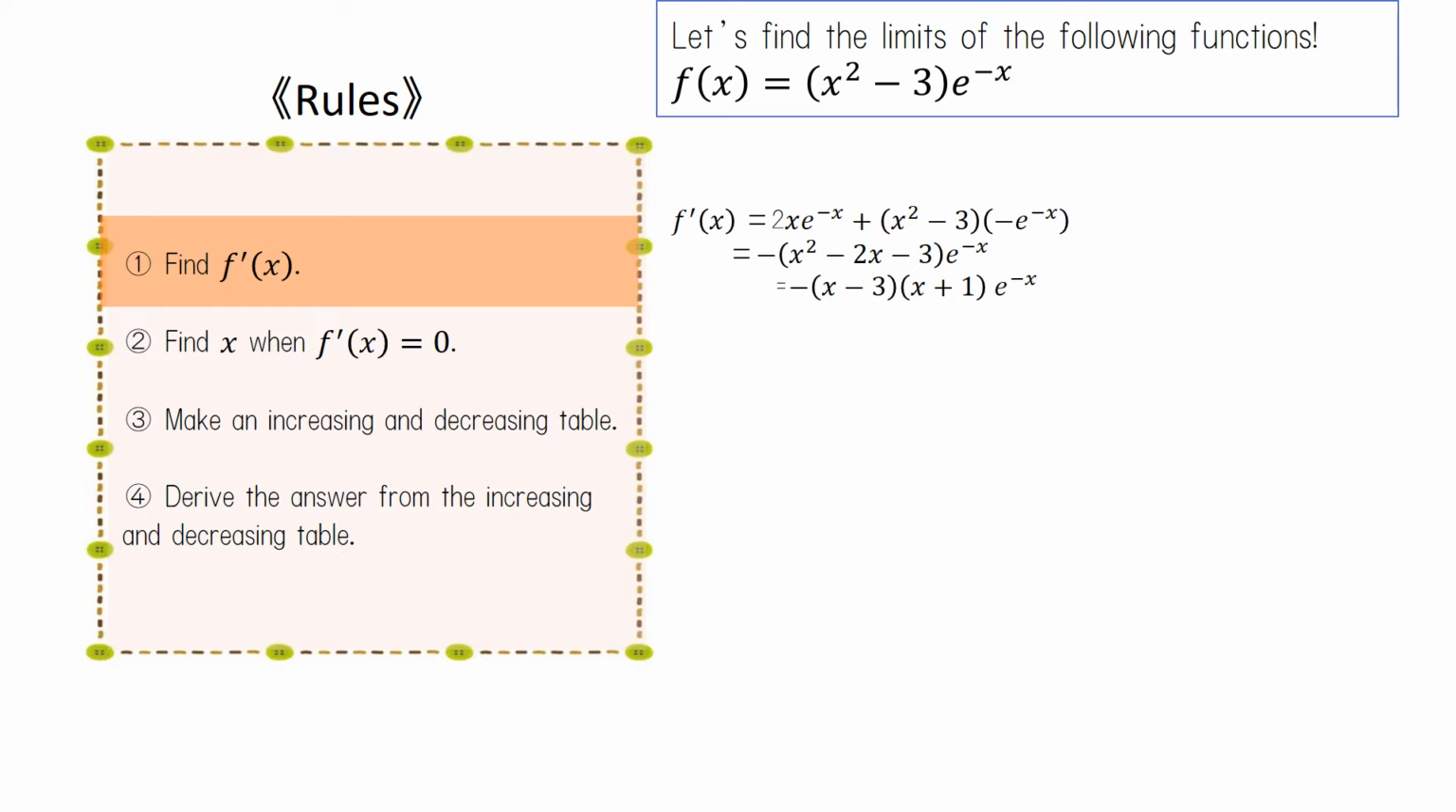Let's find the maxima of f of x equals (x squared minus 3) times Euler's number to the negative x power. First, let's find f prime of x.